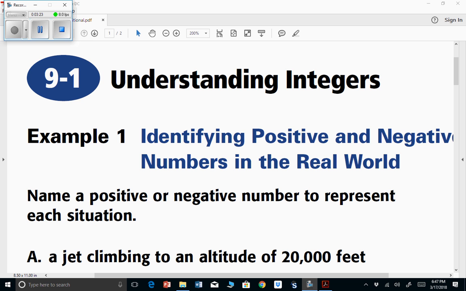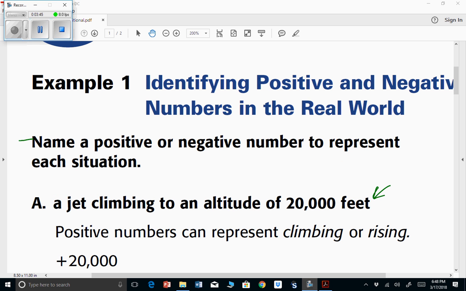It says to identify positive and negative numbers in the real world. Name a positive or negative number to represent each situation. So here's the question. A jet climbing to an altitude of 20,000 feet. Since the jet is climbing, that's going up, we would think of that as being positive. So the number to represent that situation would be positive 20,000, or just 20,000. When there's no positive or negative in front of the number, it is assumed to be positive.